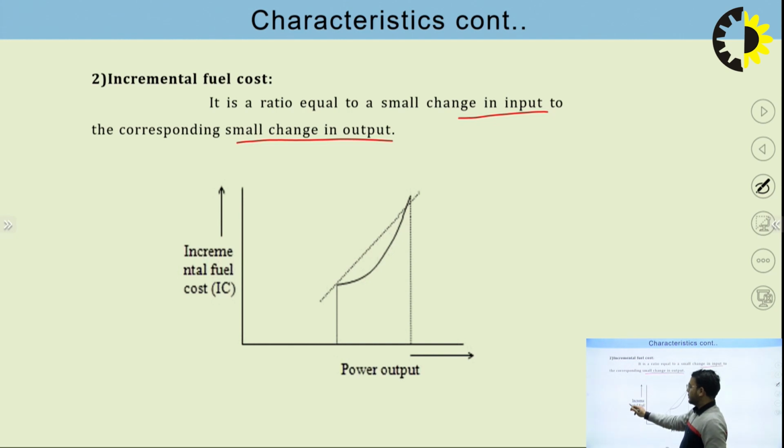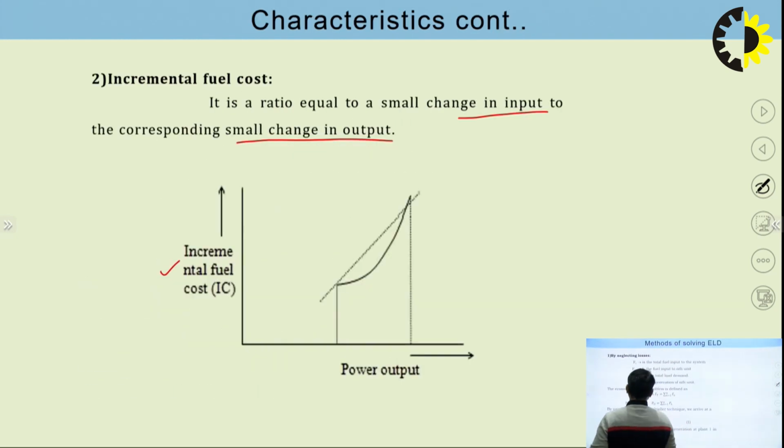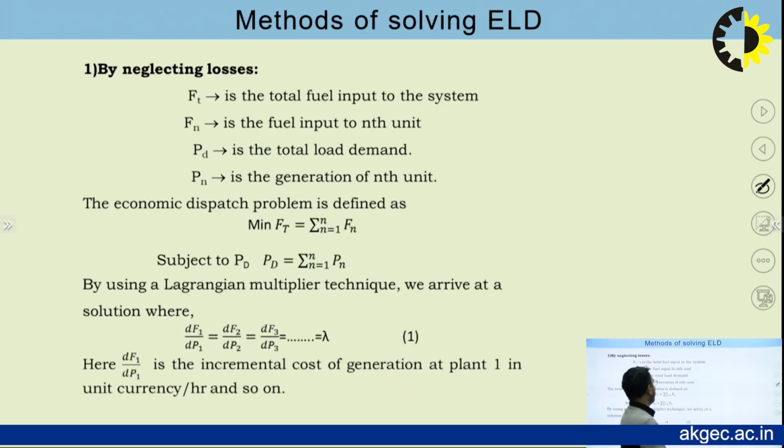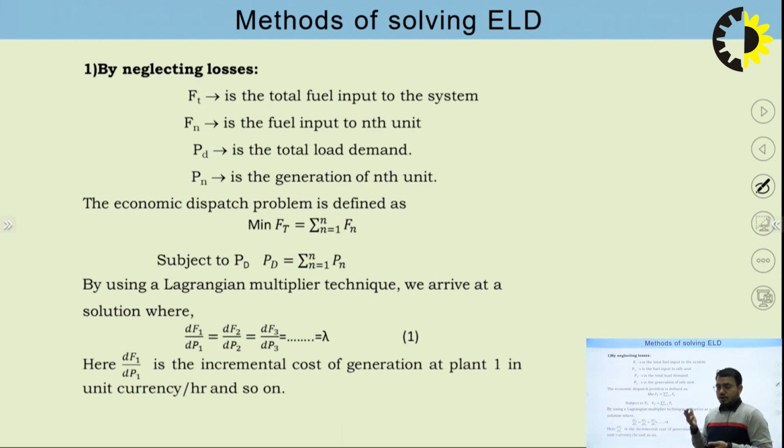So similarly, this is incremental cost, that is IC, and this is power output in megawatts, although the curve is almost similar in nature, right? Now methods of solving ELD, that is economic load dispatch. Firstly, we can solve it by neglecting the transmission losses. Secondly, we will talk about it with considering transmission losses.